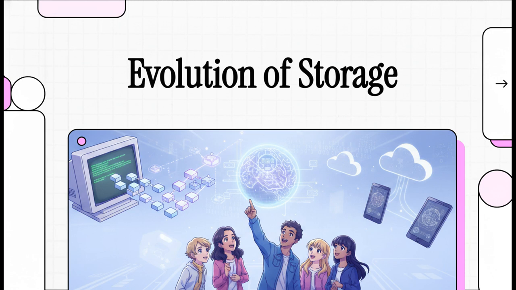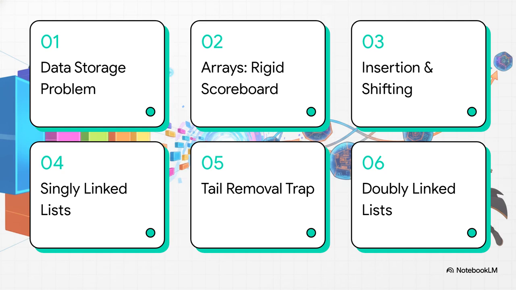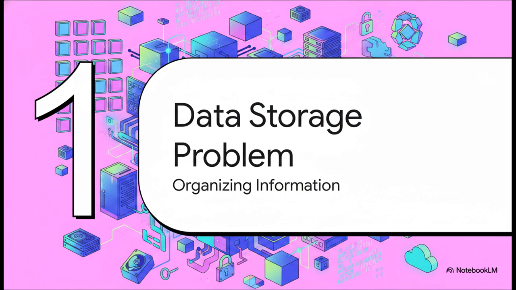Today, we're going to translate all that theoretical code into real-world, everyday scenarios and trace exactly how data storage has evolved over time. So here is our roadmap for today. First, we'll outline the core data storage problem. Then we'll check out arrays, look at array insertion and shifting, explore singly linked lists, deal with the tail removal trap, and finally wrap up with doubly linked two-way streets. Let's jump right into section 1, the data storage problem.